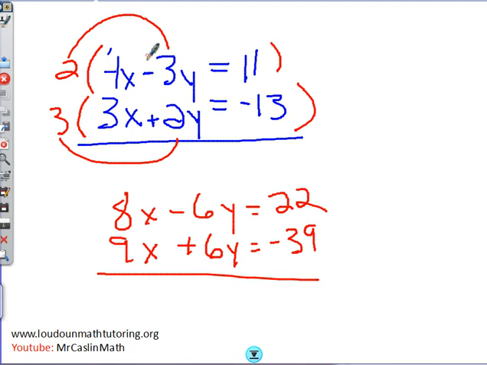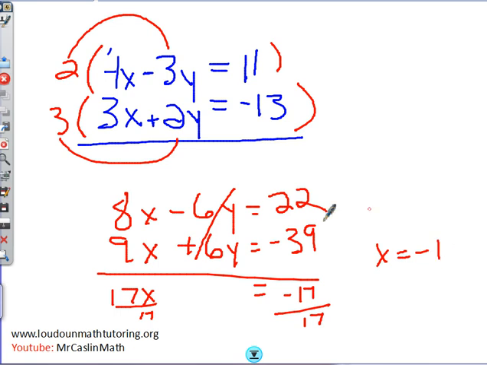Alright, now by using a multiplier on both equations, now we can cancel, add the equations together. 17x is equal to, the difference between these two numbers is 17. The larger value is negative, so you get a negative 17. Divide by 17. X is equal to negative 1, and then continue on with this problem like we have all the others.